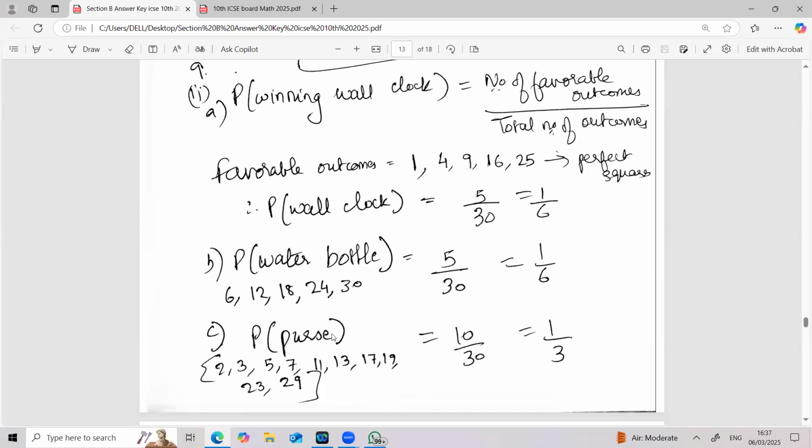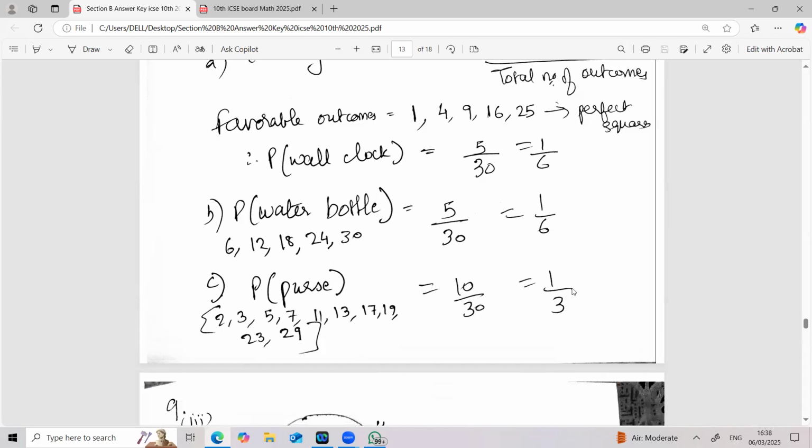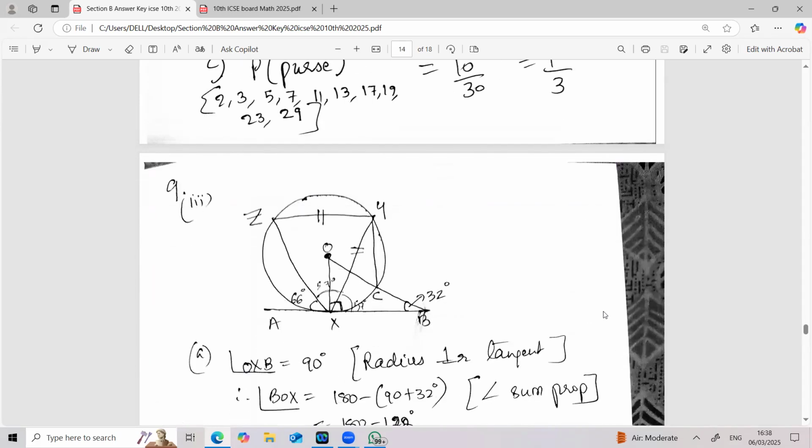They are giving us a purse for prime numbers. So guys, we are getting 10 prime numbers, 10 out of 30. So 1/3 chance of winning a purse.